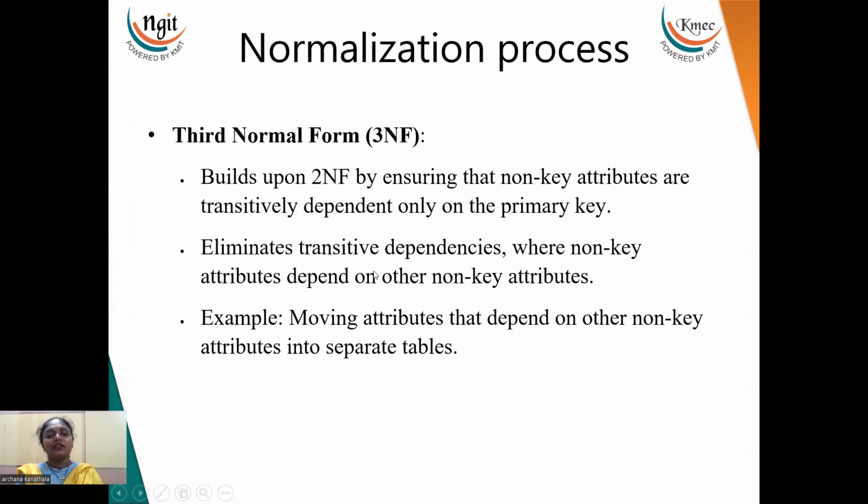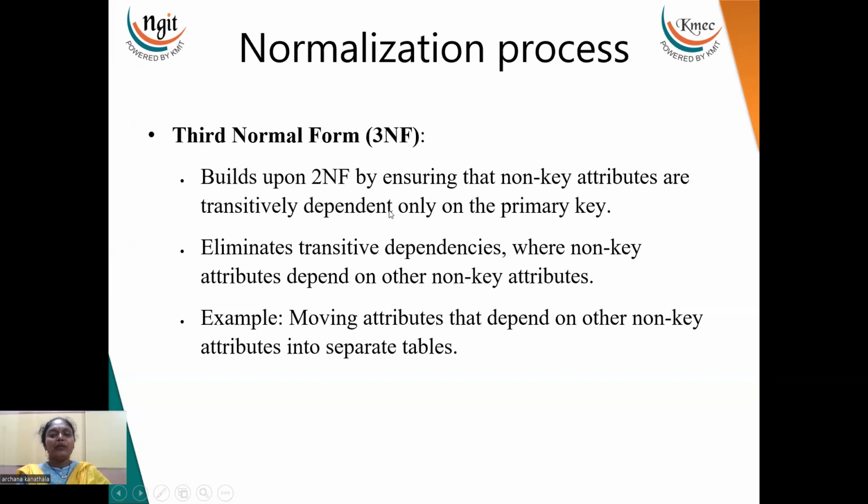Now the next one is third normal form. This third normal form can be done only when we have data which is already in second normal form. So that's why it builds upon second normal form by ensuring that non-key attributes are not transitively dependent, and depend only on the primary key.